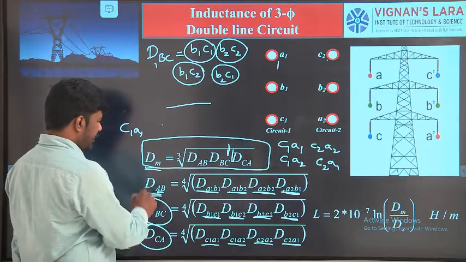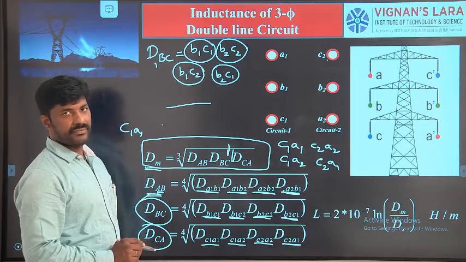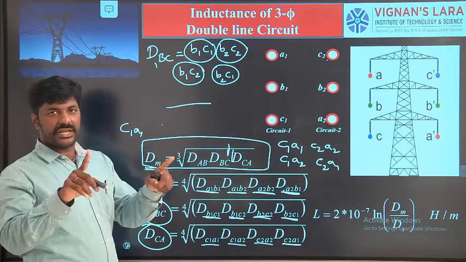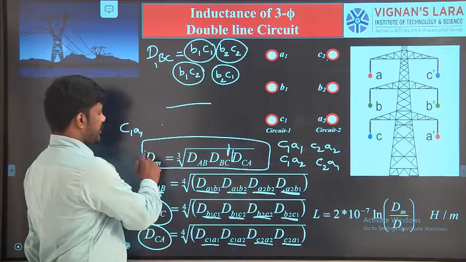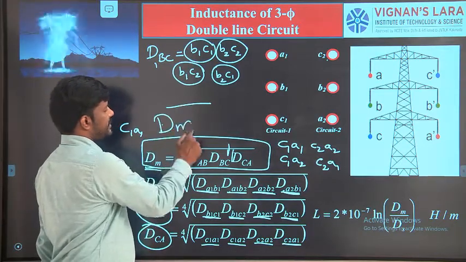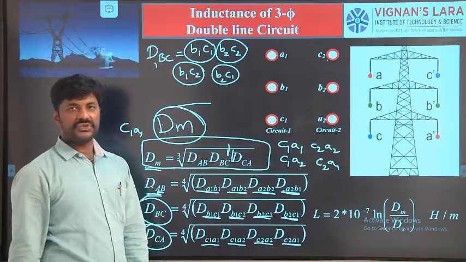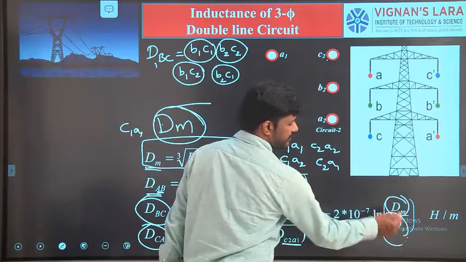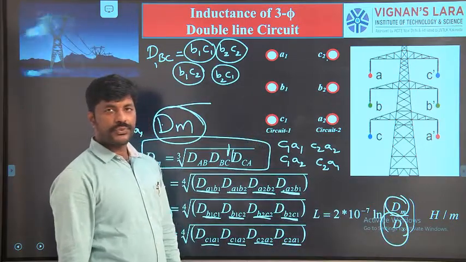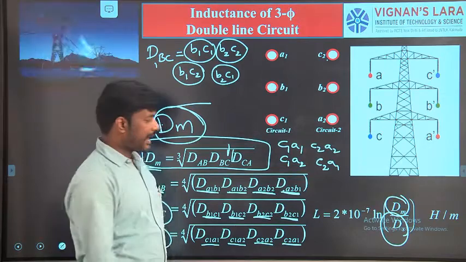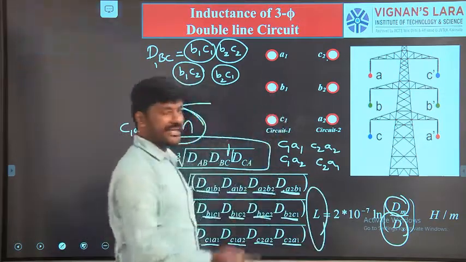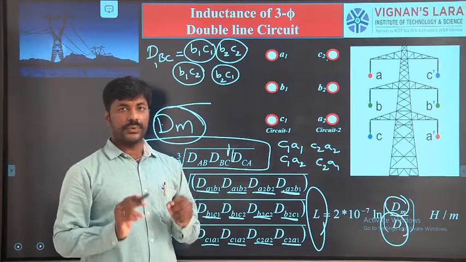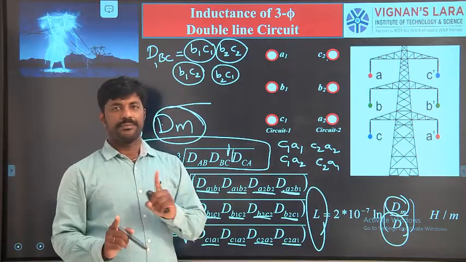Then we will get all these DAB, DBC and DCA. Once we get DAB, DBC, DCA, the product of all those 3, whole to the power 1 by 3, gives us the mutual GMD. Once the mutual GMD is obtained, previously we got the value of self GMD. With those 2 values, Dm and Ds, we can calculate or estimate the value of the inductance L for a 3-phase double line circuit. This is the way to use self GMDs and mutual GMDs.